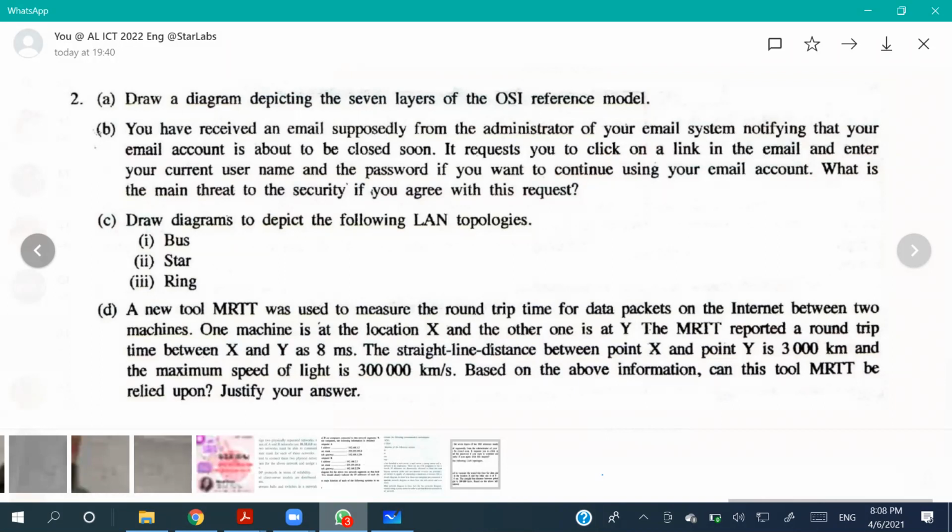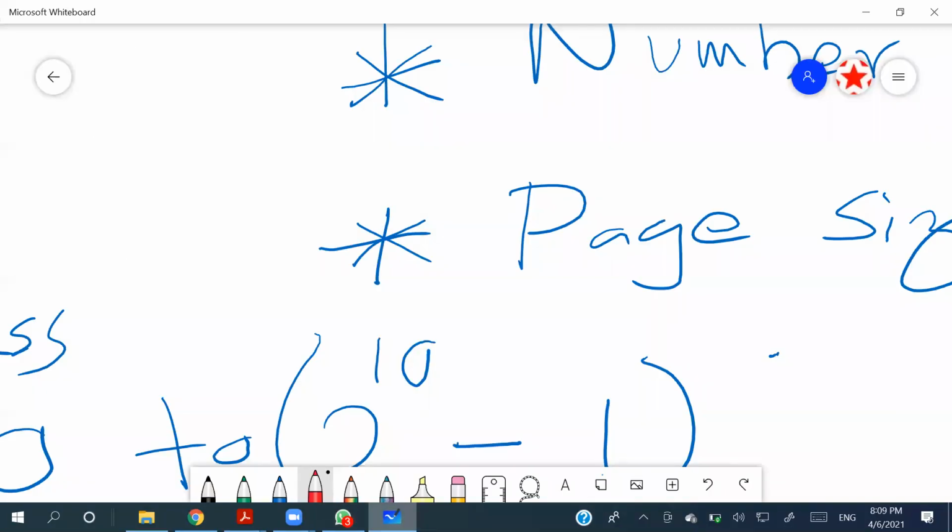Right. Jinani, your calculation is okay, but how about the suggestion? You have to justify whether the reading of the MRTT is reliable or not. So how are we going to find whether this is reliable or not?